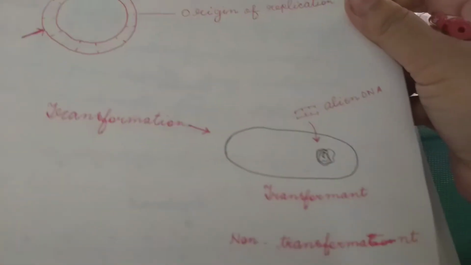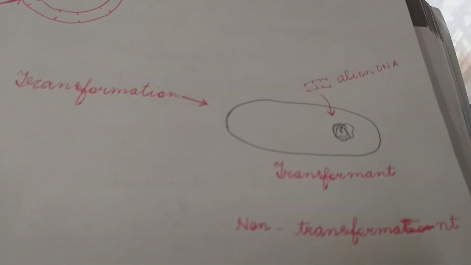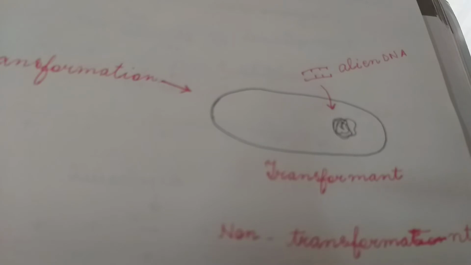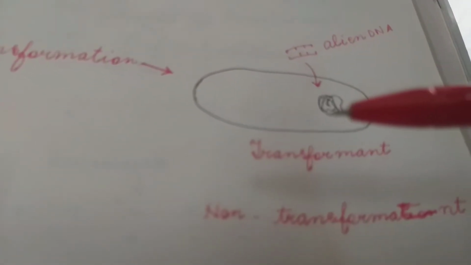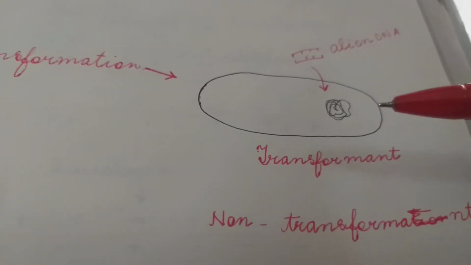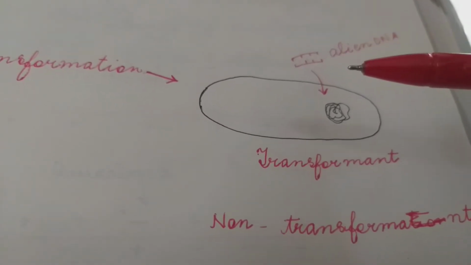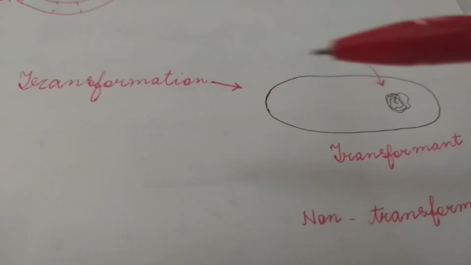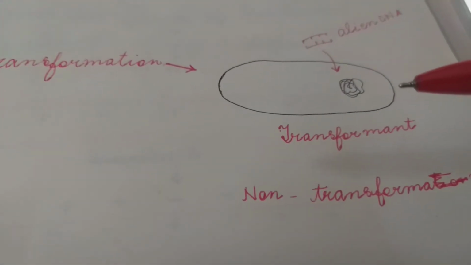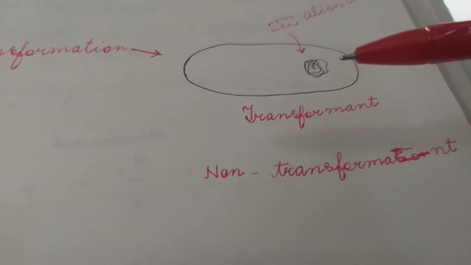Transformation is a process, a procedure by which an alien piece of DNA is introduced into the host cell. The host cell is called a transformant because it has obtained an alien piece of DNA. The procedure is called transformation, and the host cell which receives the alien DNA is called a transformant.